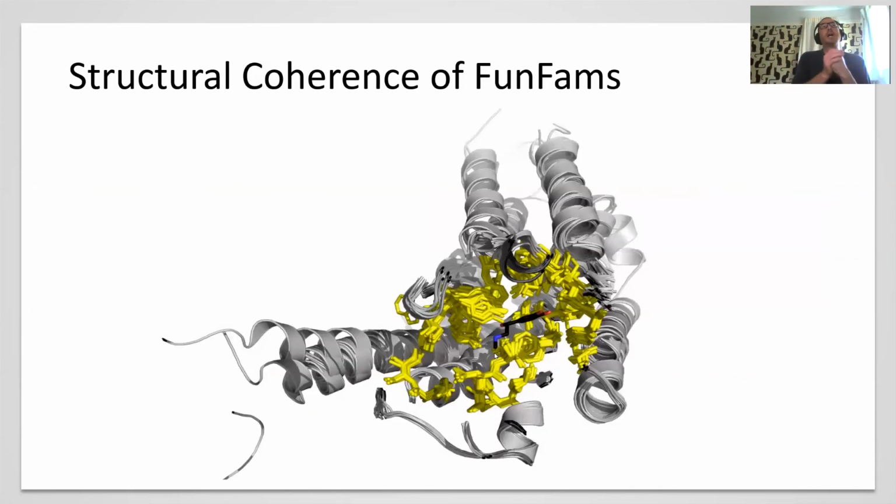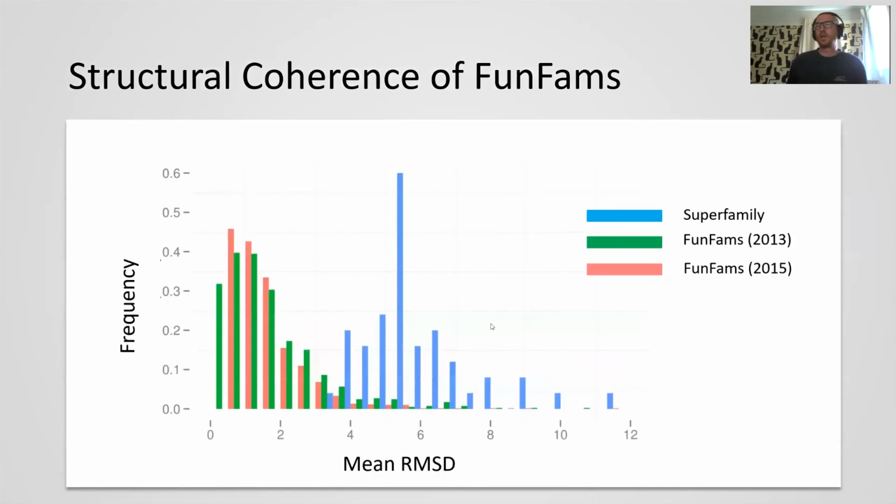And lastly, we can look at the structural coherence. When you look at the structures within a particular FunFam, we can measure whether these structures are structurally close or not. We can see that the FunFams, just by design of bringing together the sequences based on these kind of functional constraints, actually also bring together structures that are close. One of the ways that we can measure that is by looking at the RMSD, which is a measure of structural similarity. So high RMSD means things are further apart in structure. Low RMSD means that structures are very similar.